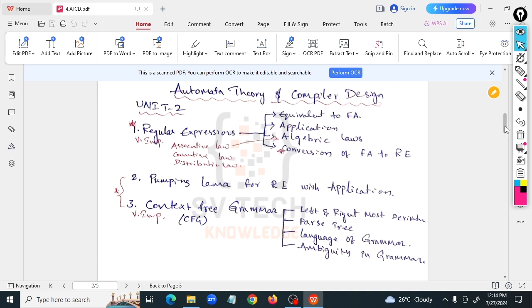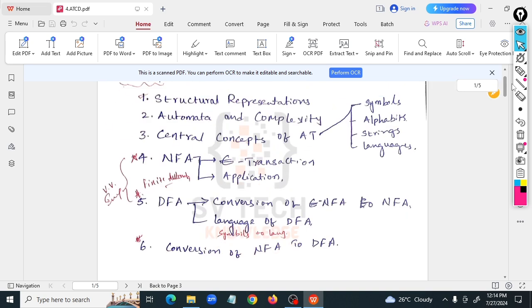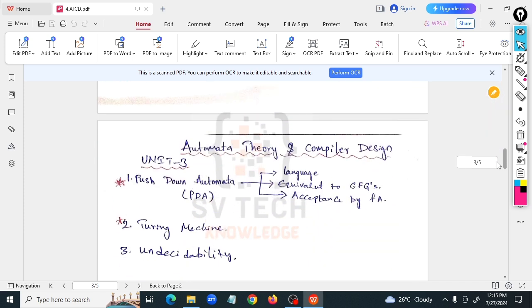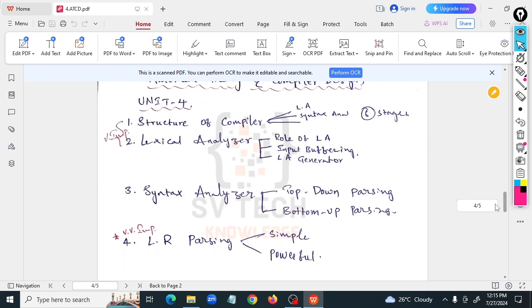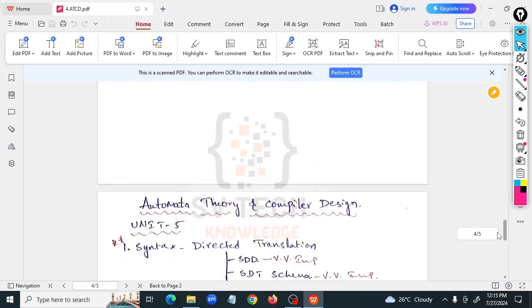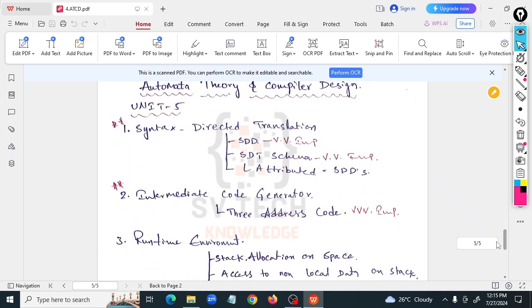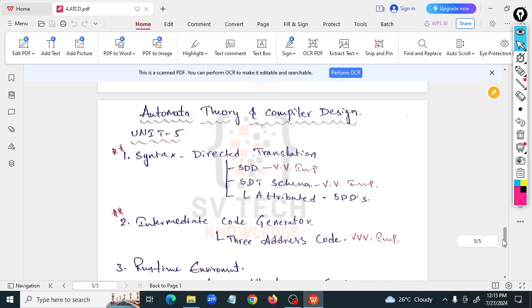Okay. Next, first unit: NFA, DFA, conversion of NFA to DFA, structural representations. 4 questions in the first unit, 2 questions in the second unit, 2 questions in the third unit, 3 questions in the fourth unit, and 3 questions in the fifth unit. Totally, almost 10 to 15 questions you have to read to pass ATCD, Automata Theory and Compiler Design, for your entire semester.